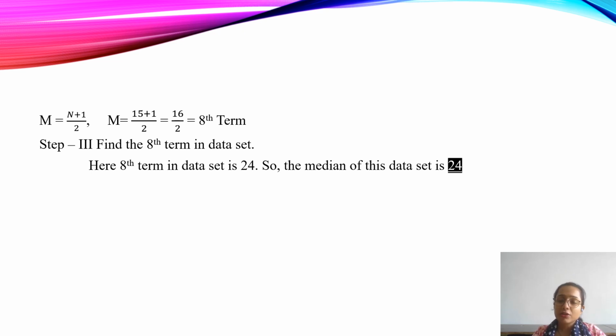Okay, so there are three steps. Firstly, arrange the data in ascending or descending order. Second, apply the formula, after which you get a number. Then you have to find the term of that number in the data set. That value in the data set is the median.